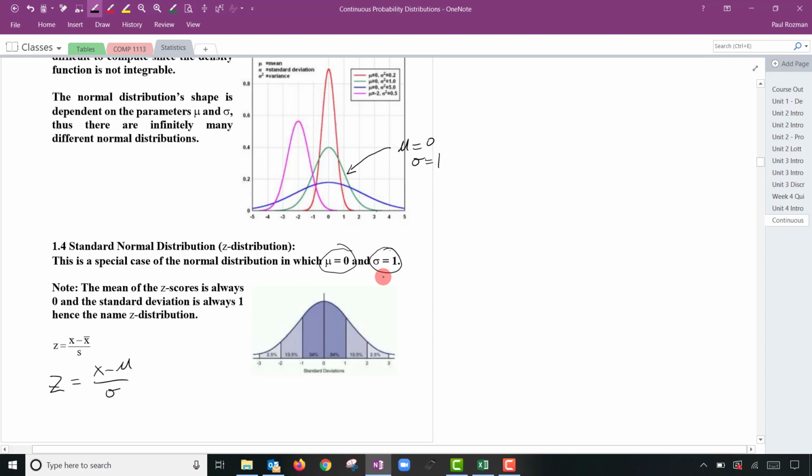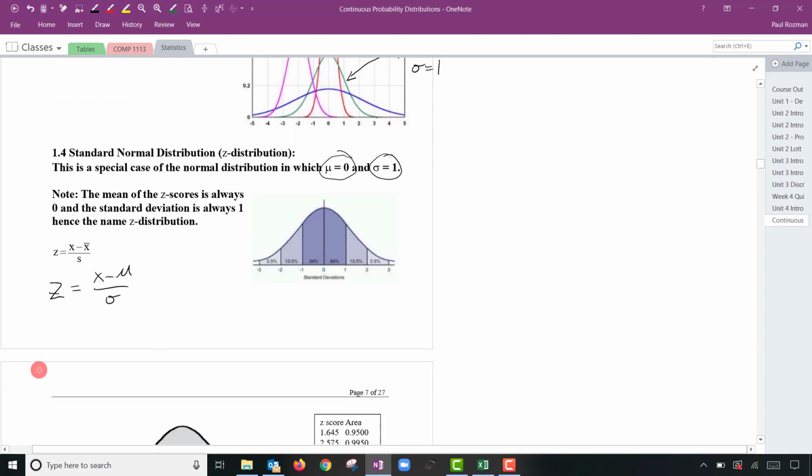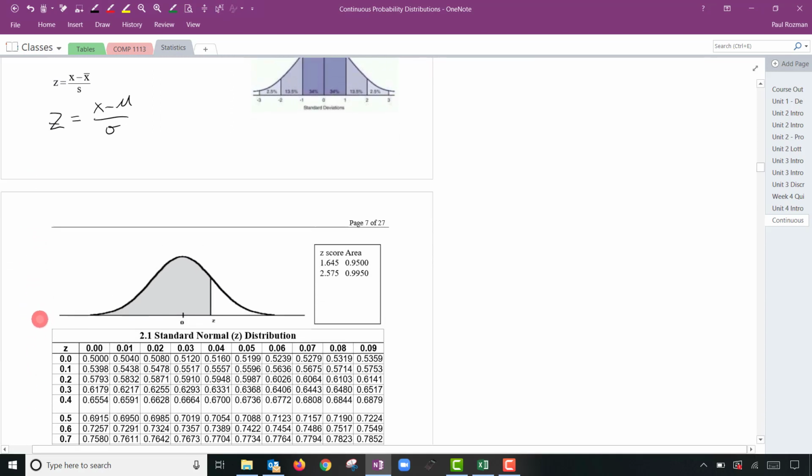So that allows us to transform any data set, regardless of its mean and standard deviation, into a z distribution, assuming that the original data came from a bell curve itself. I shouldn't say just do it for anything. So let's take a look at this a little further.